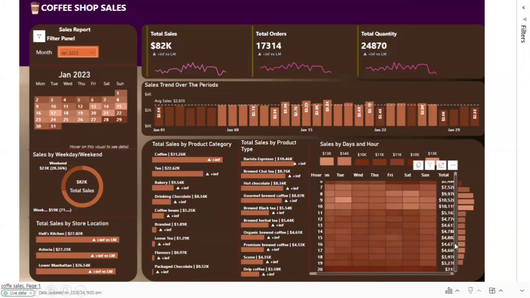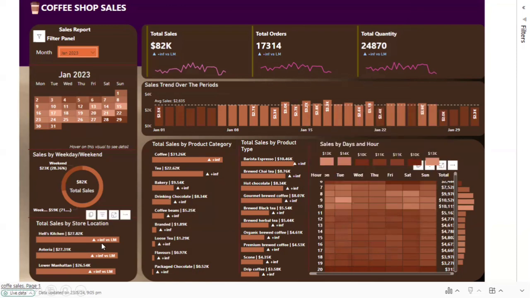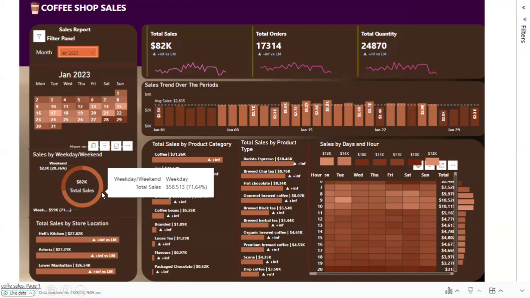So at night, people don't prefer hot beverages as they go for dinner. And if we check on the basis of weekday or weekend, how it is affecting the business, we can see here a weekend consists of 28.36%, which is $23,000, and weekday consists of 71.64% of business, which is $58,513.